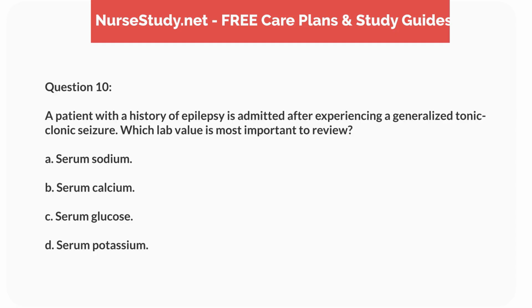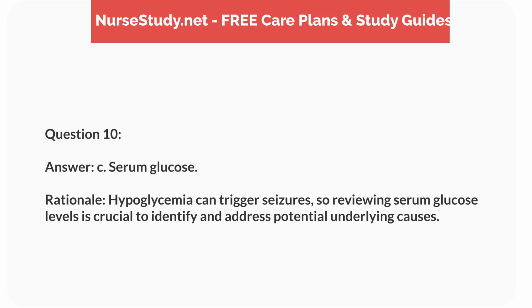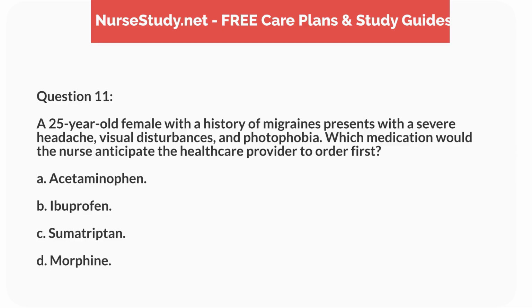Question 10. A patient with a history of epilepsy is admitted after experiencing a generalized tonic-clonic seizure. Which lab value is most important to review? A. Serum sodium. B. Serum calcium. C. Serum glucose. D. Serum potassium. Answer: C. Serum glucose. Rationale: hypoglycemia can trigger seizures, so reviewing serum glucose levels is crucial to identify and address potential underlying causes.